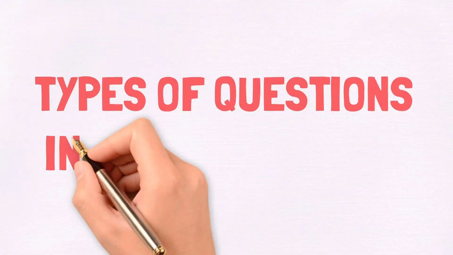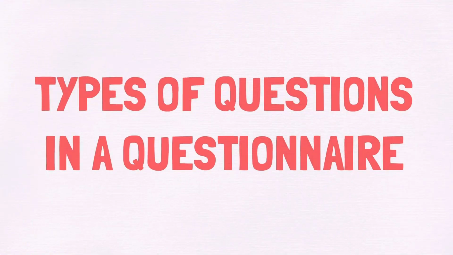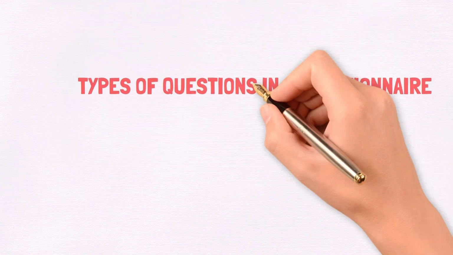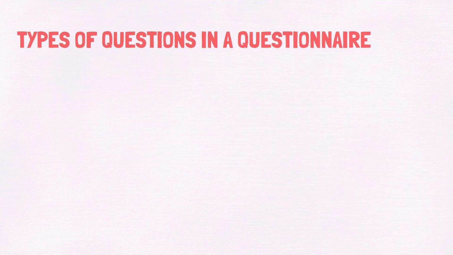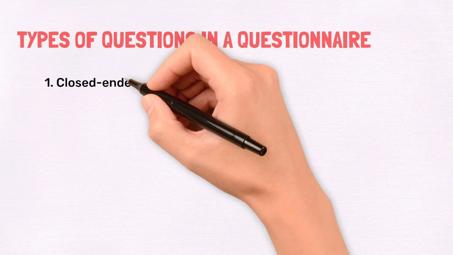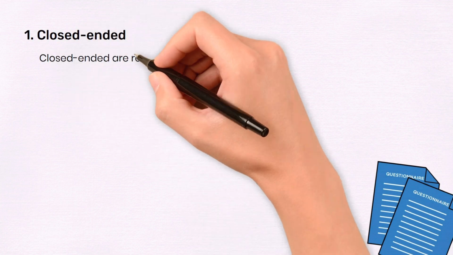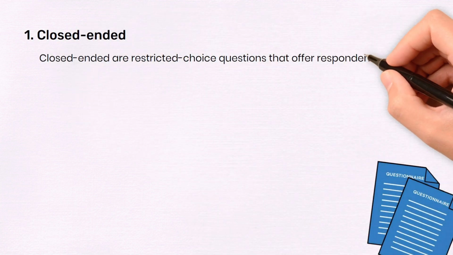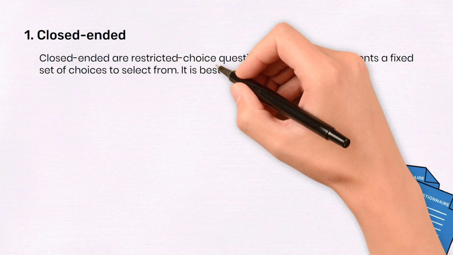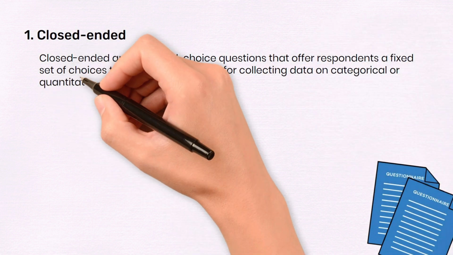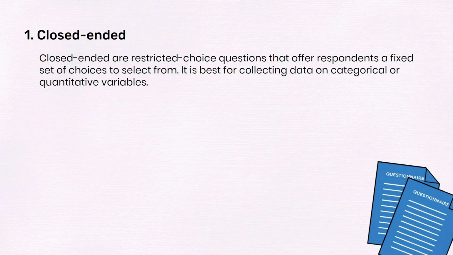Now that we know how questionnaires are being conducted, it is time to learn the types of questions in a questionnaire. We also have two, the closed-ended and open-ended question. Closed-ended are restricted choice questions that offer respondents a fixed set of choices to select from. It is best for collecting data on categorical or quantitative variables.